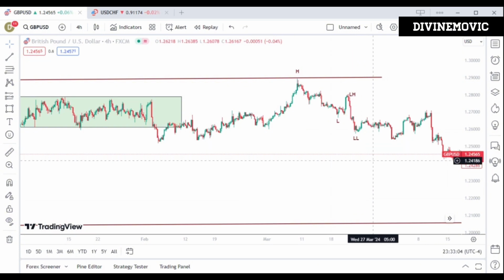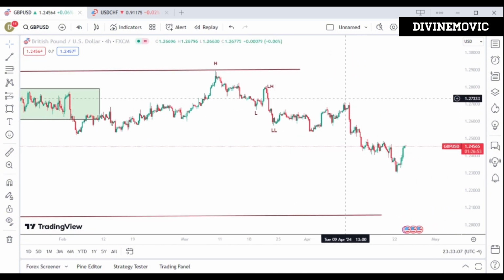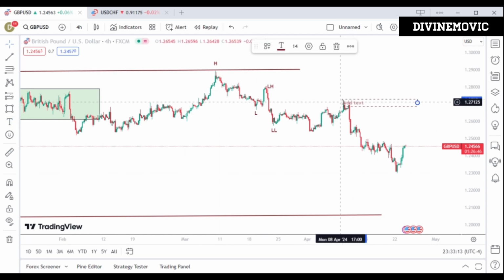Now, where's the next swing again? This point is the next swing. Now, this is not perfect. Let me put this here: lower high. This point now is a lower high. Why? Because this high could not take out the previous high. So price is simply creating lower lows and lower highs.